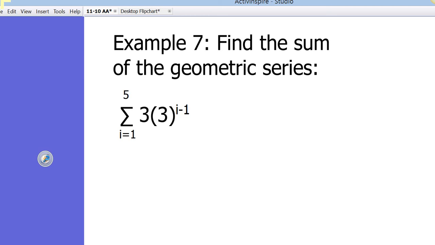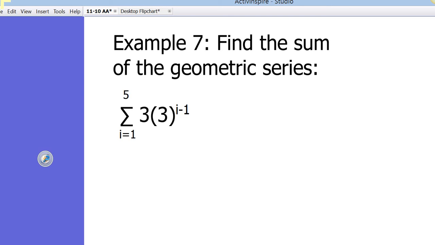3. Why is it 3? Because it's the first term. Yes. What is r, y'all? r is 3. So you do 1 minus 3 to what power? Fifth, because we're adding 5 things. So 1 minus 3 to the 5th power, over 1 minus 3. You just plug all that in.